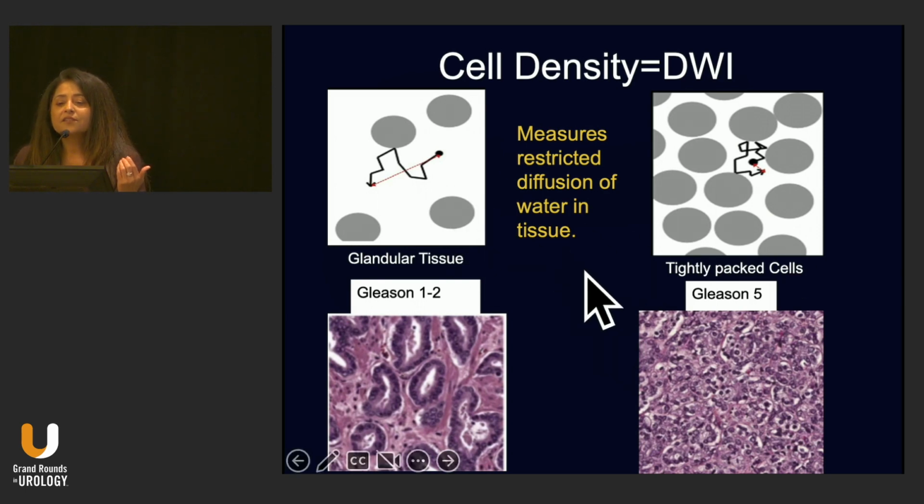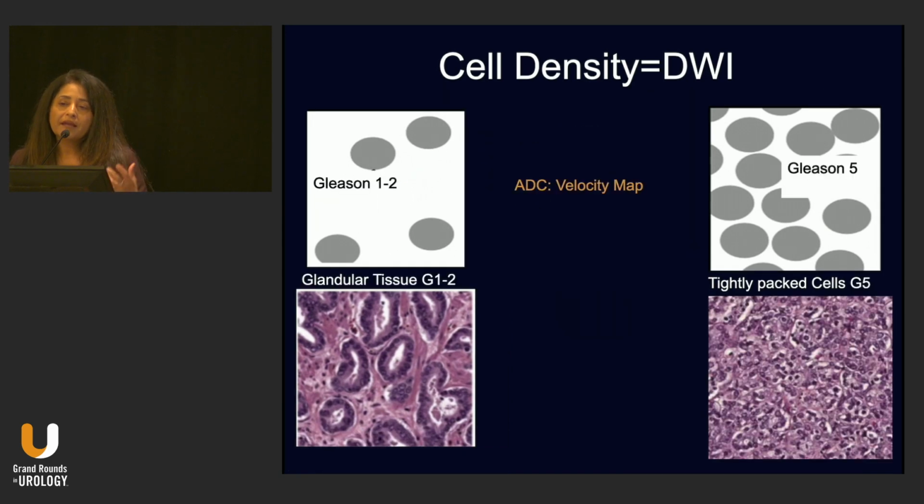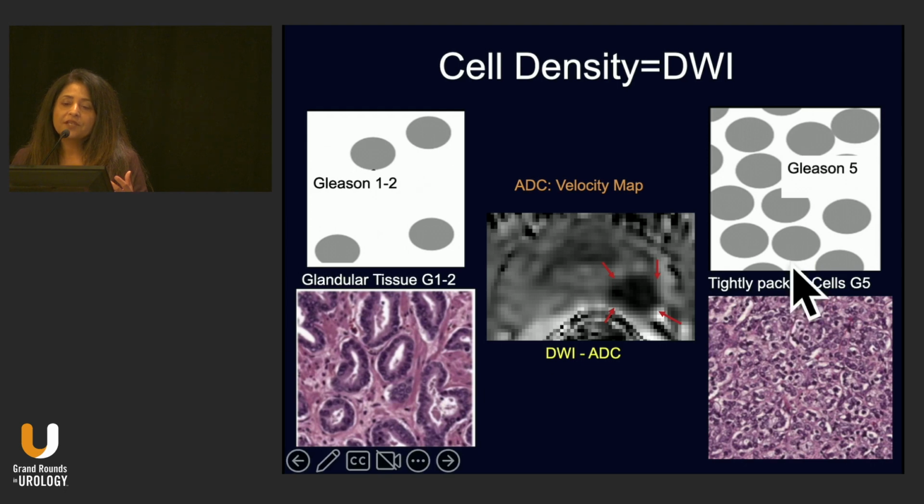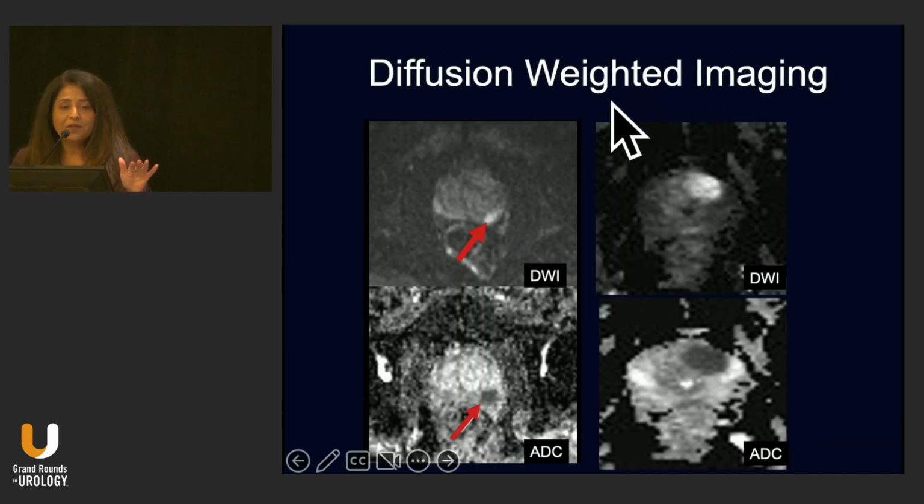So when we do diffusion weighted imaging, post-processing, we do an apparent diffusion coefficient, and that looks like this, where there's a black hole. So black hole is basically the movement of water is not as good. So that's the aggressive tumor. So it's easy, black hole is bad. Just remember that one part.